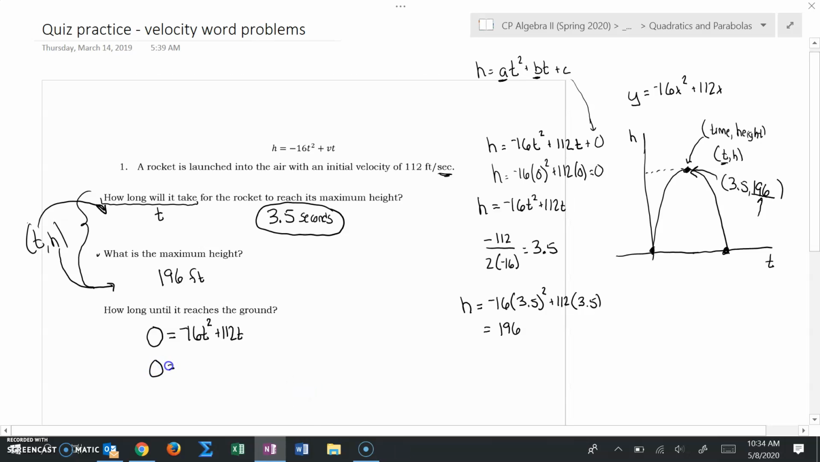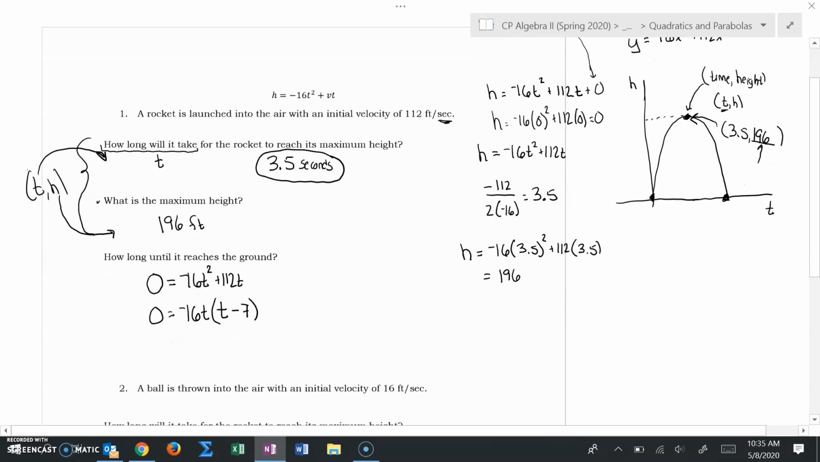So for this, I believe it factors. If I do 112 divided by 16 in my calculator, I actually get a 7. So I can factor out a negative 16t as a GCF. So then negative 16t equals 0, or t minus 7 equals 0. Here t would be 0, which we know. We know that at t equals 0, the height was 0, or t would be 7. And that's how long it's going to take to reach the ground and be on the ground again.